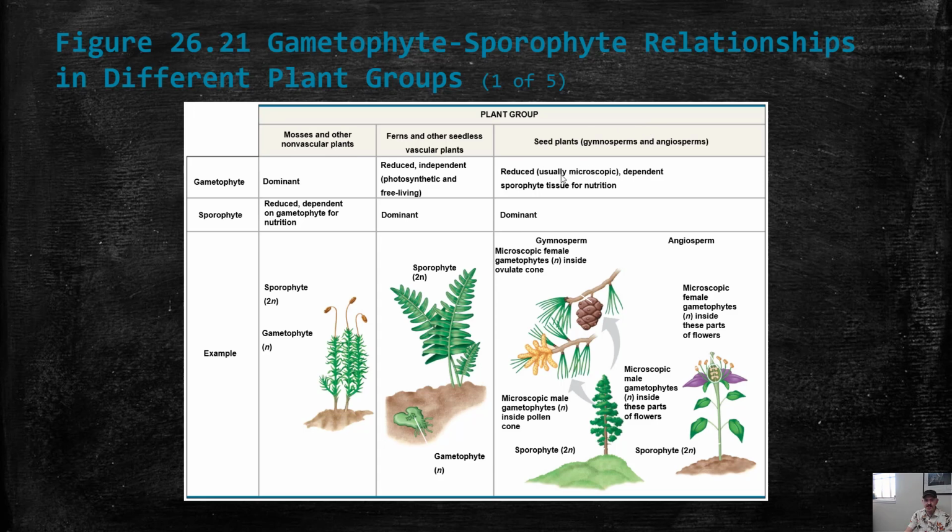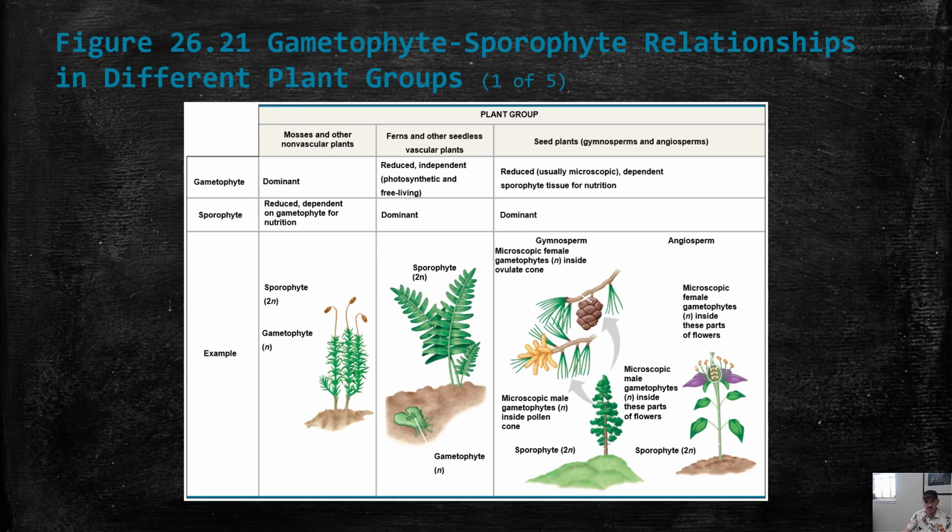Their gametophytes are so small that they're usually microscopic. So what we see as we move up the cladogram from mosses to ferns to seed plants is gametophytes get smaller and smaller and smaller. And they're dependent on the sporophyte for nutrition. So you're very rarely going to ever see a flowering plant gametophyte, for example. And the sporophyte is the great big green plant that you would think of when you think of the plant.